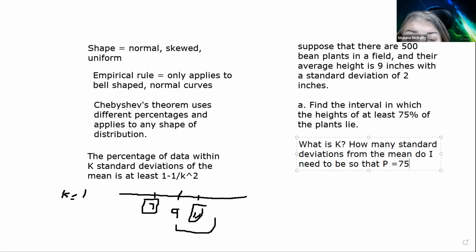Well, that's easier than it sounds, because remember, the percentage of data within K standard deviations is at least 1 minus 1 over K squared. So usually we use a decimal. So we go 0.75, my percentage, is equal to 1 minus 1 over K squared. Okay, that's my equation.